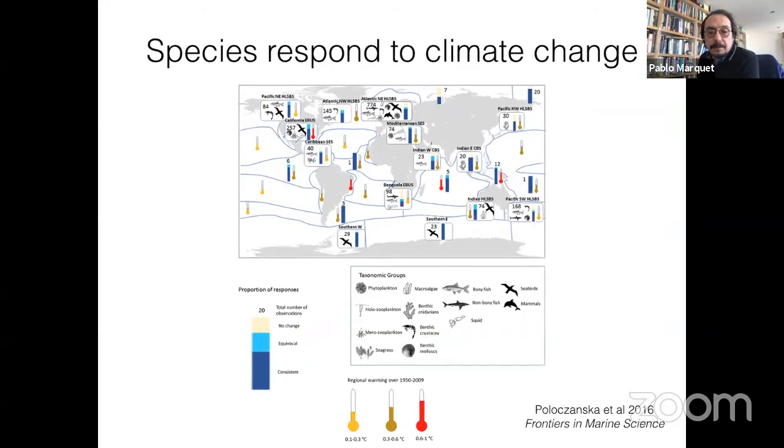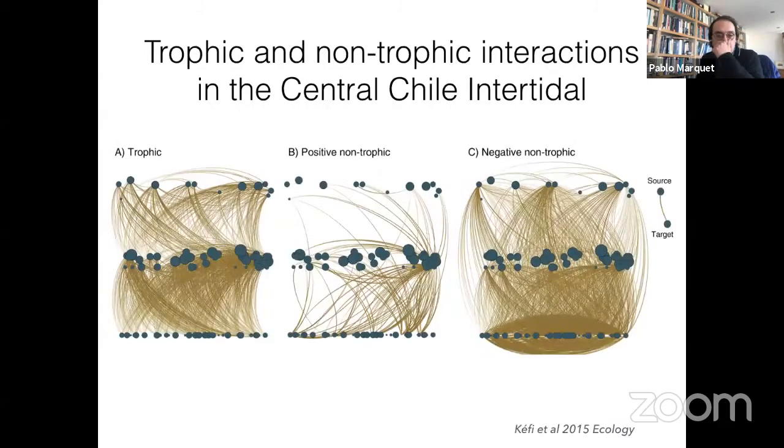So what we do is we try to reconstruct a network. We have a network to begin with. That's the beauty of this work: we do have a network, and I'm not going to talk too much about this because Sergio Navarrete is going to talk about the network itself. We know the trophic, the non-trophic, and then the positive non-trophic and the negative non-trophic. So we have this template, and we can use all kinds of data to reconstruct it and see how well we do in reconstructing this complexity.